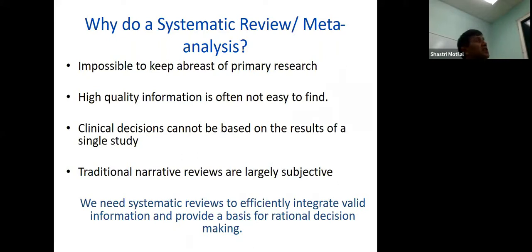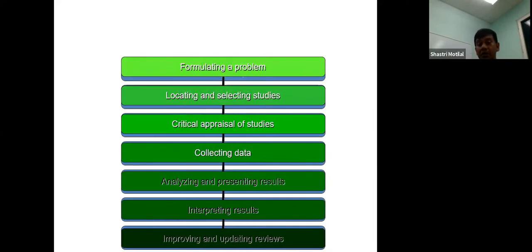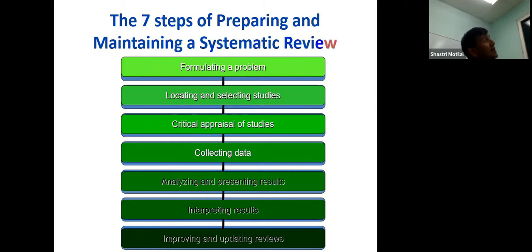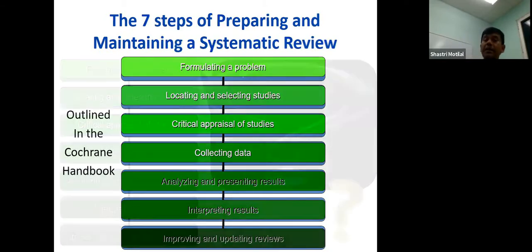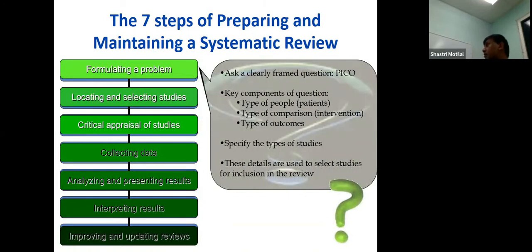So what we'll go through is the process of doing a systematic review, and we'll go through these 7 steps. So these are the 7 steps in actually doing a systematic review. The first step you already know: formulating a problem, asking an answerable question. It depends on what it is you want to find out.